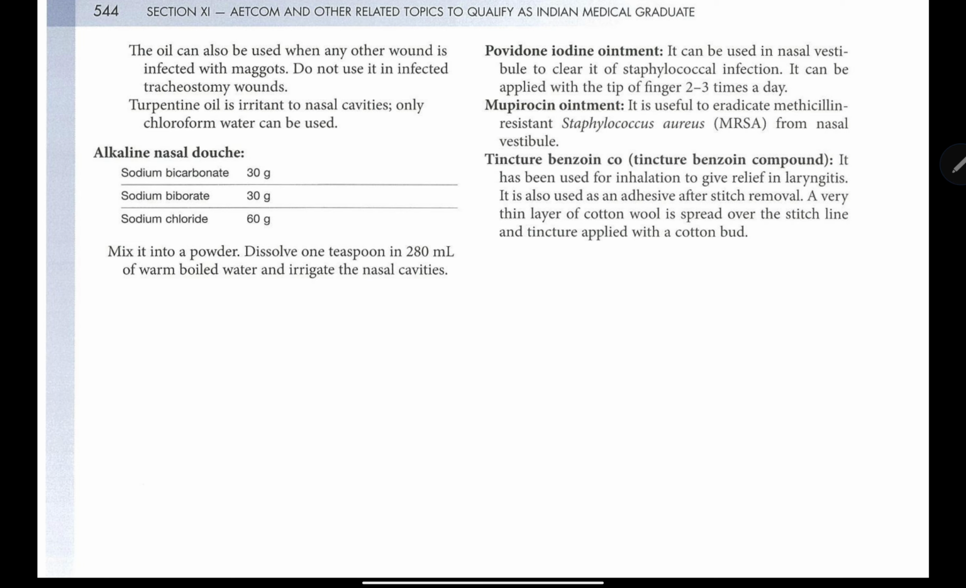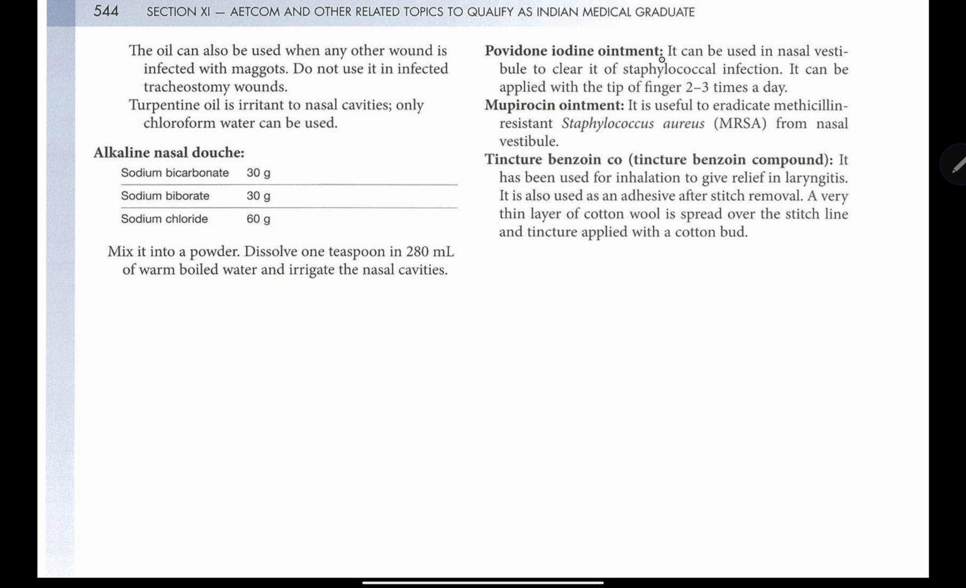Alkaline nasal douching. Sodium bicarbonate 30 gram, sodium biborate 30 gram, sodium chloride 60 gram. Mix it into a powder. Dissolve 1 teaspoon in 280 ml of warm boiled water and irrigate the nasal cavities.